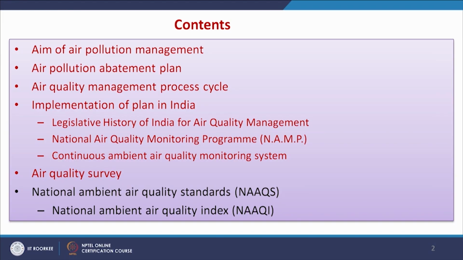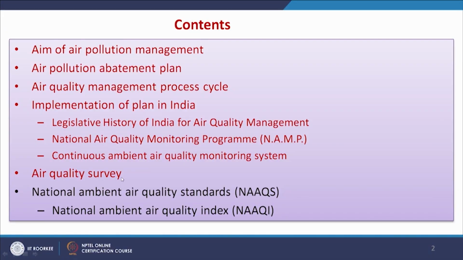continuous ambient air quality monitoring system, air quality survey, and National Ambient Air Quality Standards and National Ambient Air Quality Index. So, these will be the contents of discussion in two classes, and in the first class we will cover up to air quality survey, and the second class we will discuss these two items. Now, we will see what is the aim of air pollution management.